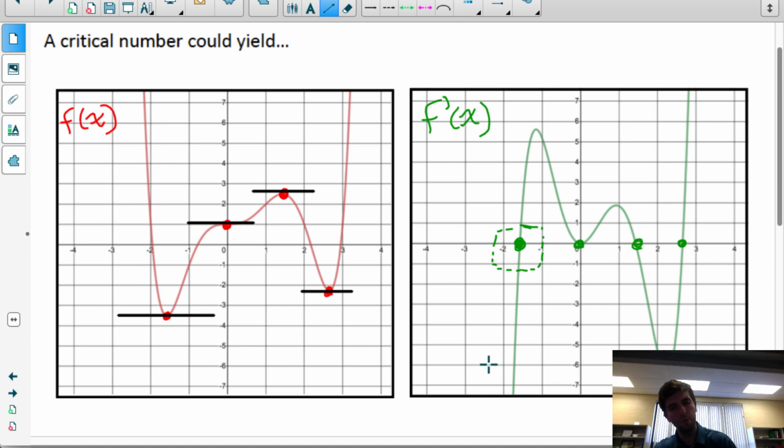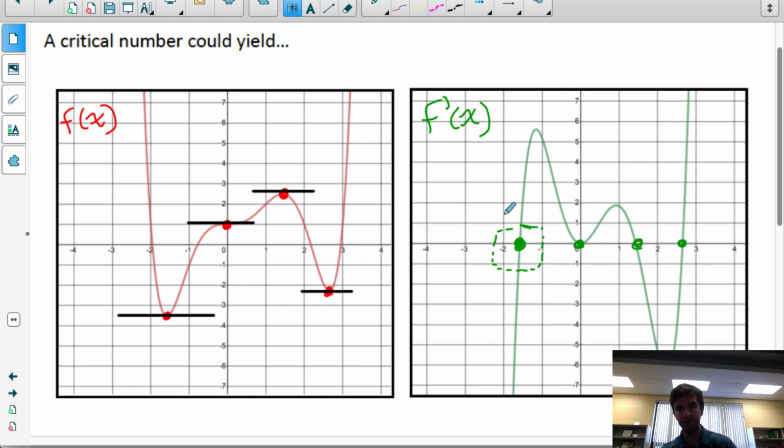Now, notice two of these are local min points. One's a local max point, and one of them is neither a local min or max. So how can we tell from this graph and its corresponding values around the critical numbers what's going to appear on the graph of the original function? This is why I explained to you about the increasing and decreasing before we started this.